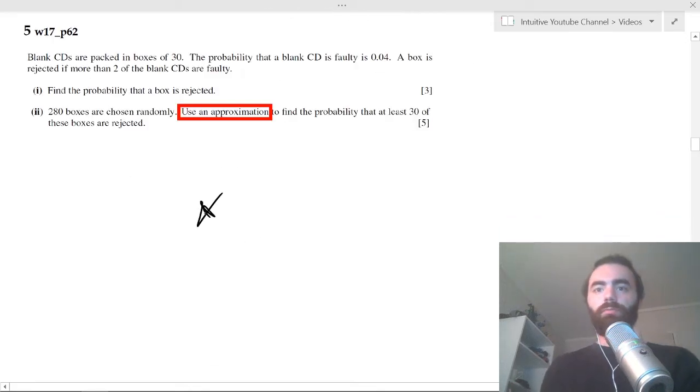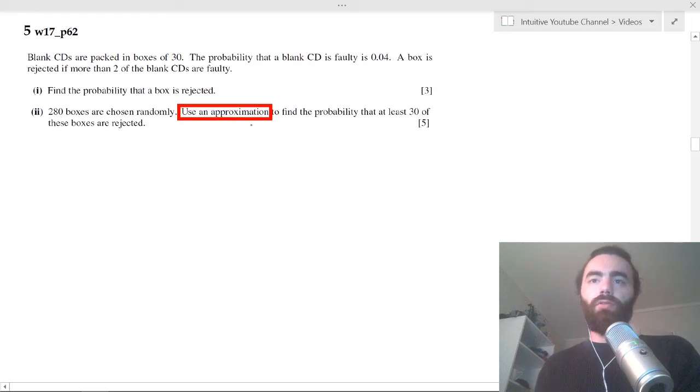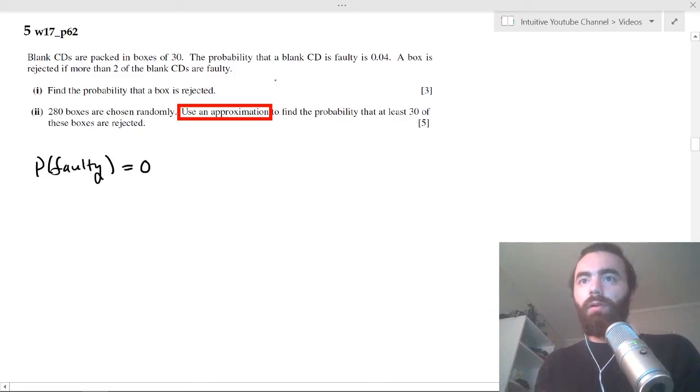Okay, another question. So this one we can see is going to be a use an approximation style. We're given that blank CDs are packed into boxes of 30. The probability that a blank CD is faulty is 0.04. So we could write that down. The probability of faulty equals 0.04.